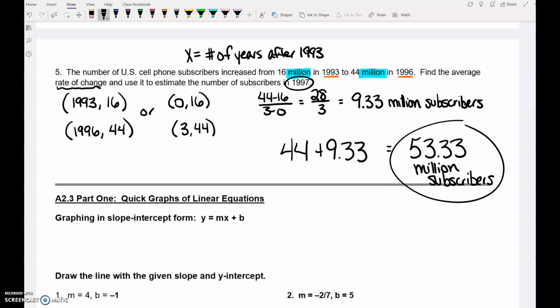So a couple things I want you to think about with this. If they use something like 16 million and 44 million, you don't have to write it in the point as 16 with 6 zeros at the end. You can just use 16 and 44, but remember that those represent millions of subscribers. For the years, you don't have to use 1993 and 1996. You can just use the difference in those years.